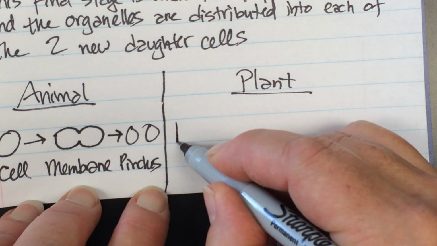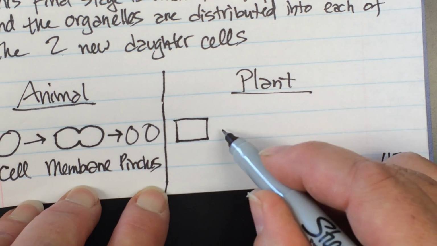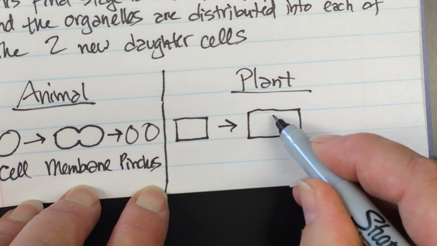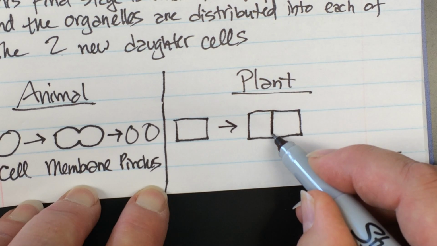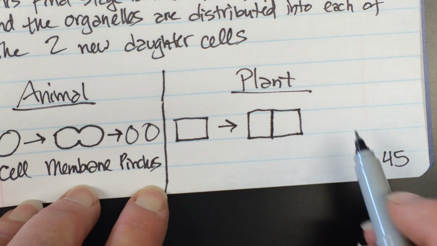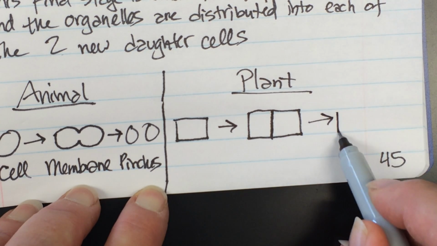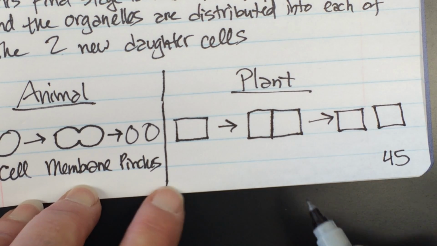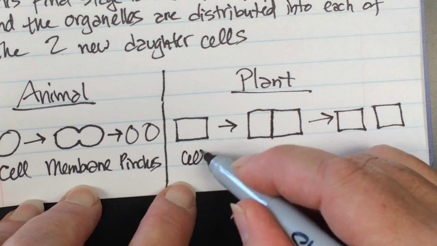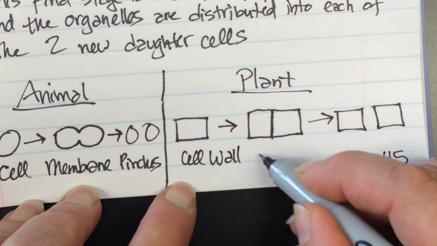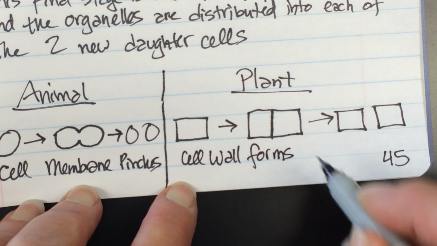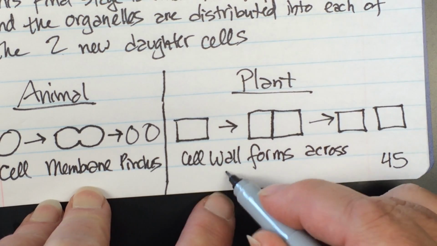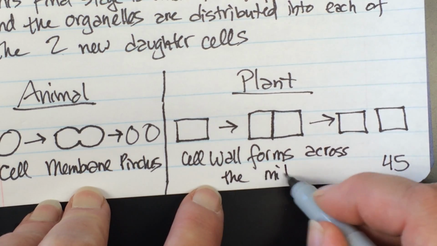Okay? Plants, not so easy because they've got this cellulose cell wall that makes it stiff, right? So what happens to the plant? Well, it's getting ready to divide. This is really cool. What happens is it grows a new cell wall right down the middle, and then eventually those two become new plant cells. So for plant cells, a cell wall forms across the middle. Okay?